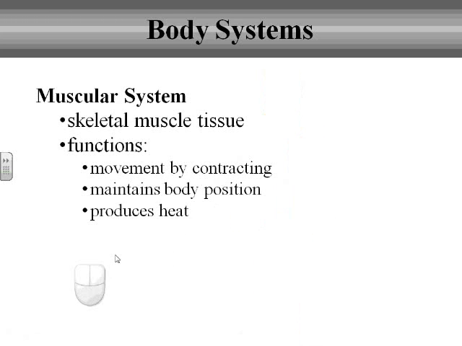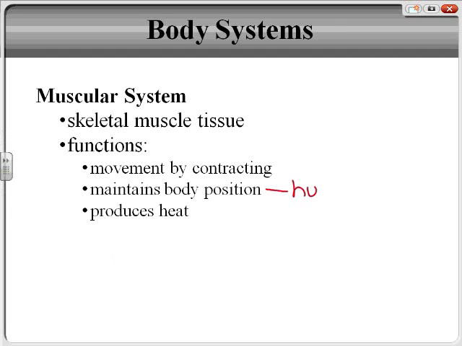The muscular system. In our muscular system, we're talking about skeletal muscle tissue. We're not talking about cardiac muscle tissue. We're not talking about smooth muscle tissue. We're talking about skeletal muscle tissue. Contractile properties for movement. Maintaining body position. This is huge.